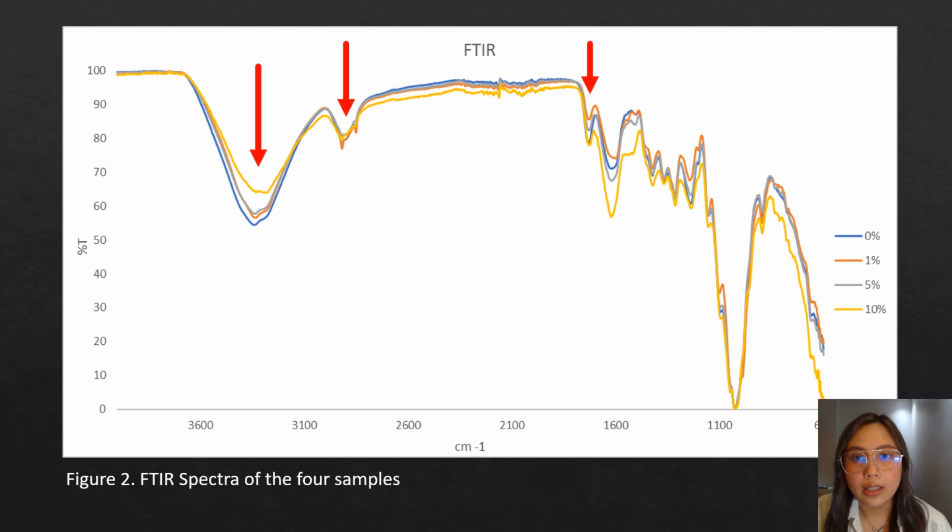In here, the peak at 1,736 per centimeter is believed to be C=O stretching of the acetyl group present in the hemicellulose. As we can see in this figure, the acetic acid treated fiber shows a decrease in peak compared to the untreated one, but there was an increase in 5% and 10% concentration, which is probably due to the removal of some components wherein the fibers have been treated.